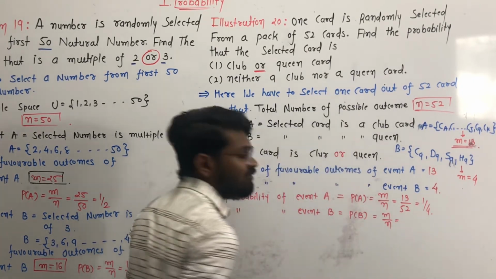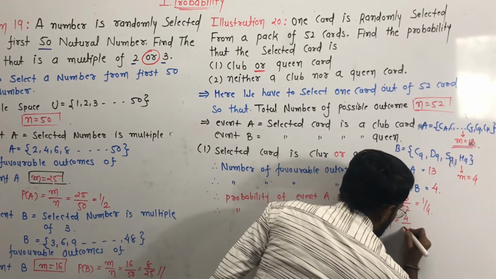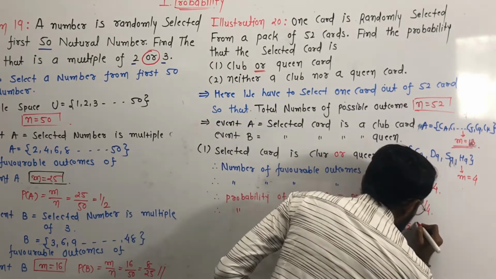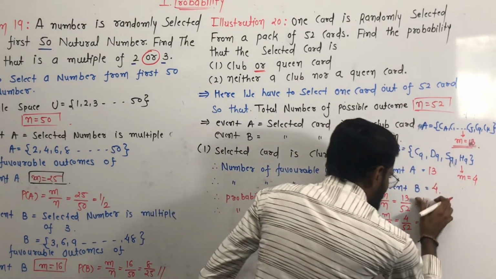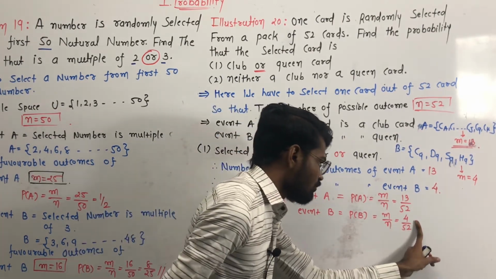Now the probability of event B is P of B equal to m by n. The number of favorable outcomes for event B is 4, so it is 4 upon 52. We can write it as 13 upon 52 and 4 upon 52.